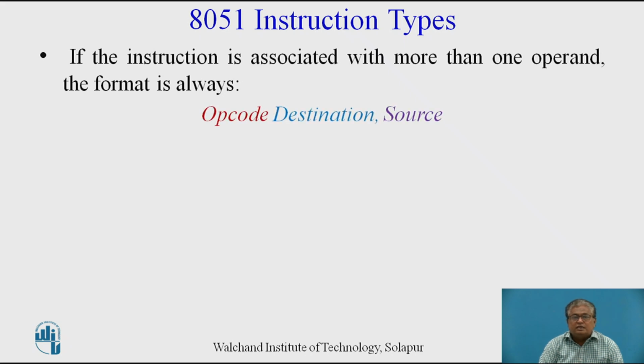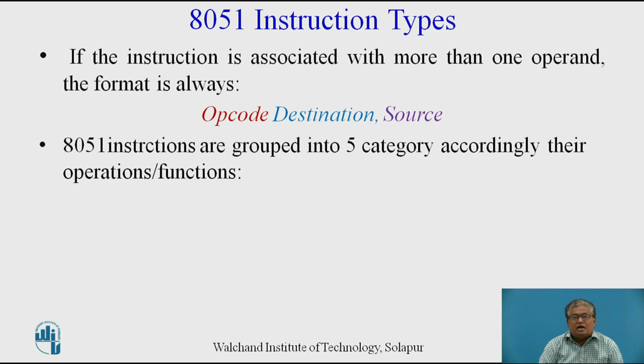If the instruction is associated with more than one operand, the format of the instruction will be first the opcode, then the destination, and the source. So three fields will be there. First one is the opcode, the operation to be performed. Then after the operation, where to store the data, that is the destination, and the source of the data.